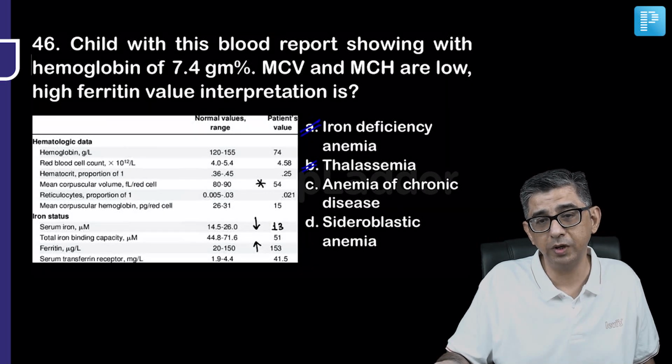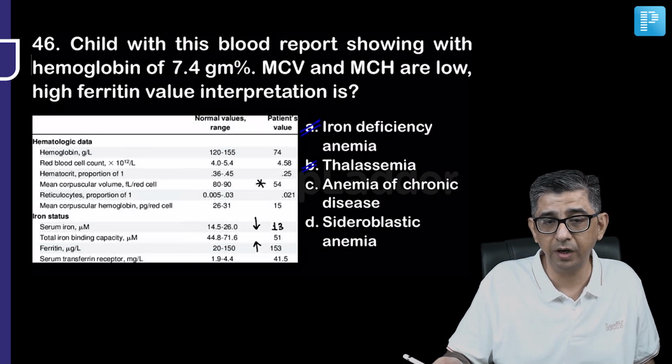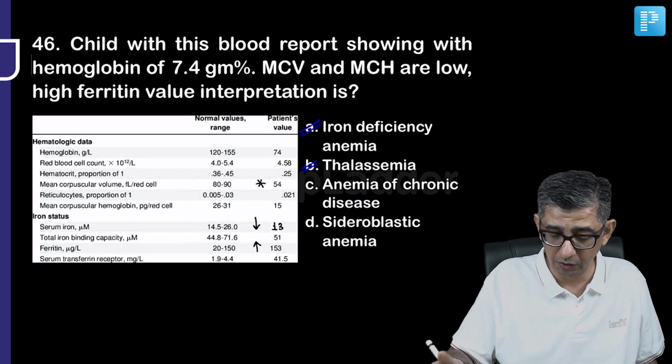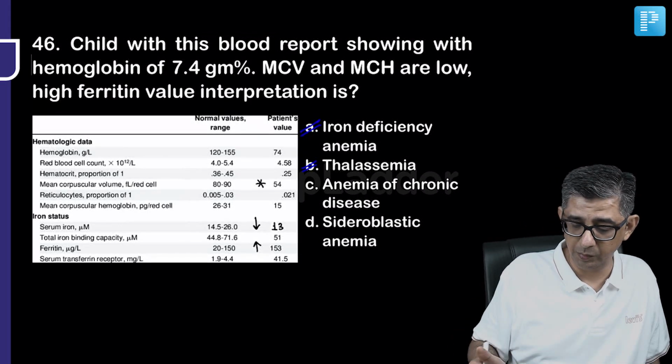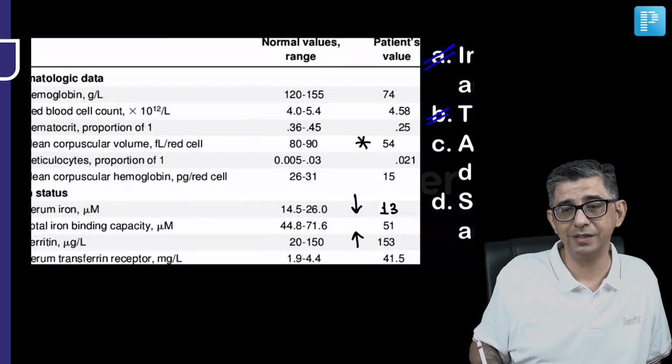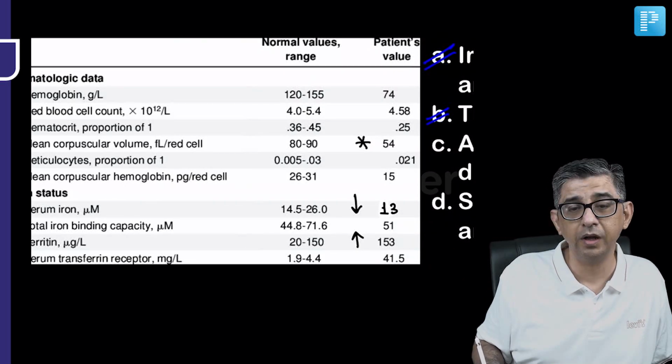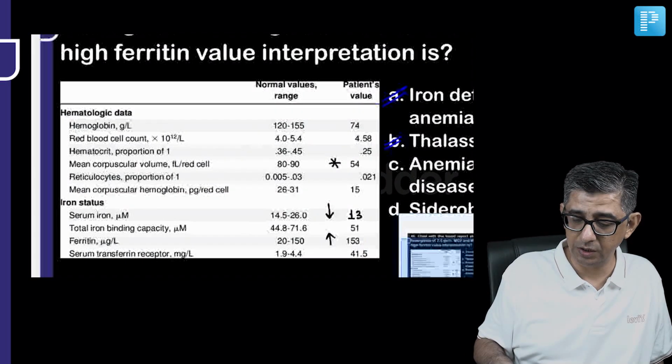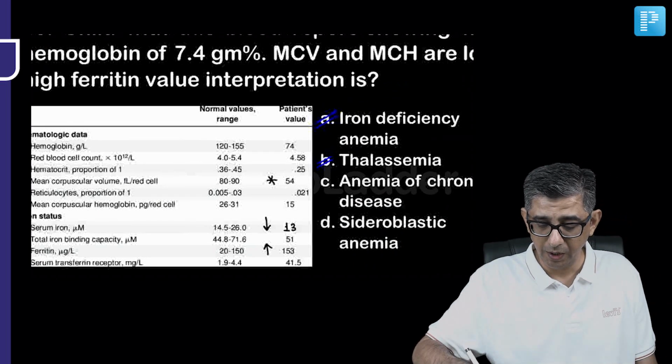When it comes to sideroblastic anemia, then iron and ferritin values both would be elevated. In this question, as you can see, serum iron of the patient is on the lower side, and it's rather ferritin which is elevated. So this would be ACD, that is anemia of chronic disease.